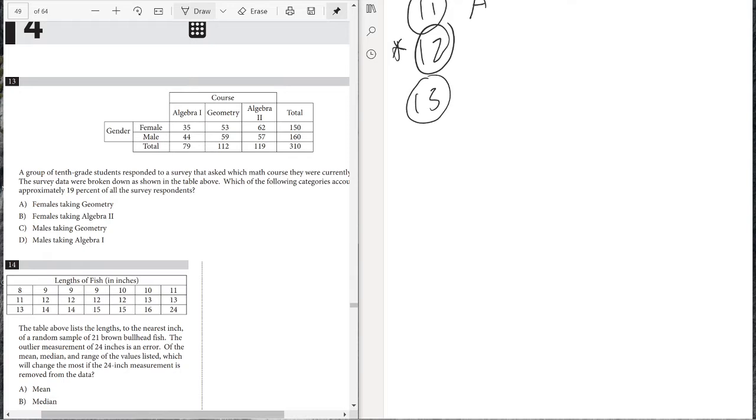So that would be 19%. Which of the following is 19%? So it would be something over 3/10 equals 0.19, which is 19%. So basically I just multiply by 3/10. Okay. 0.19 times 3/10. And I get 58.9, which is 59, which is the males in geometry.